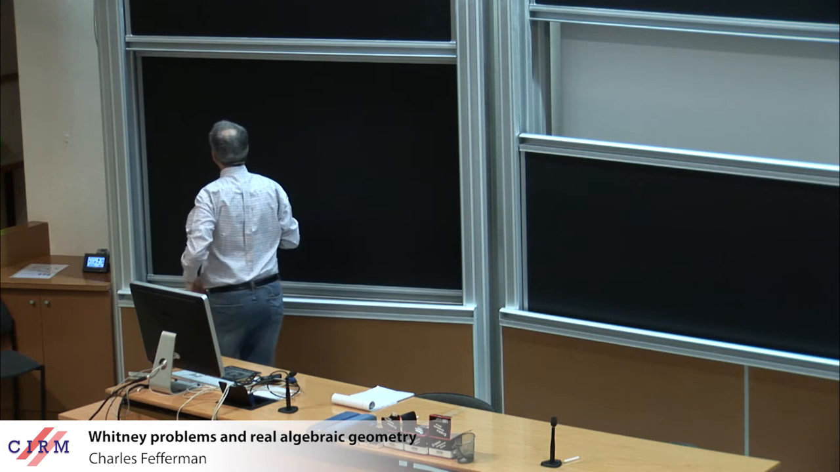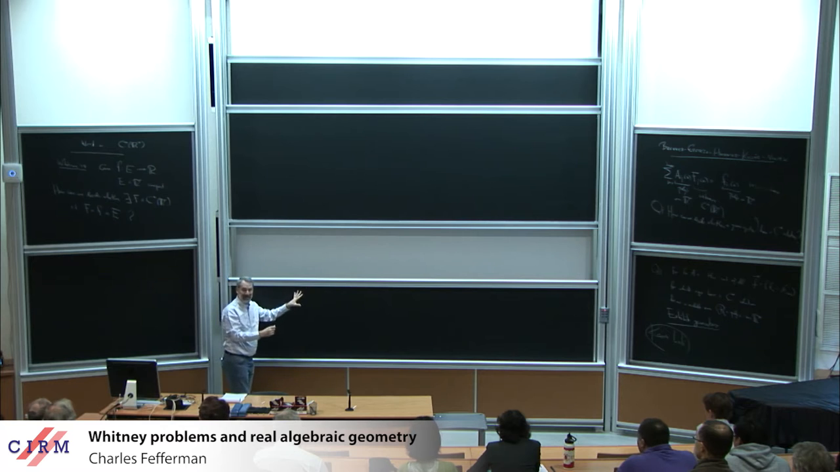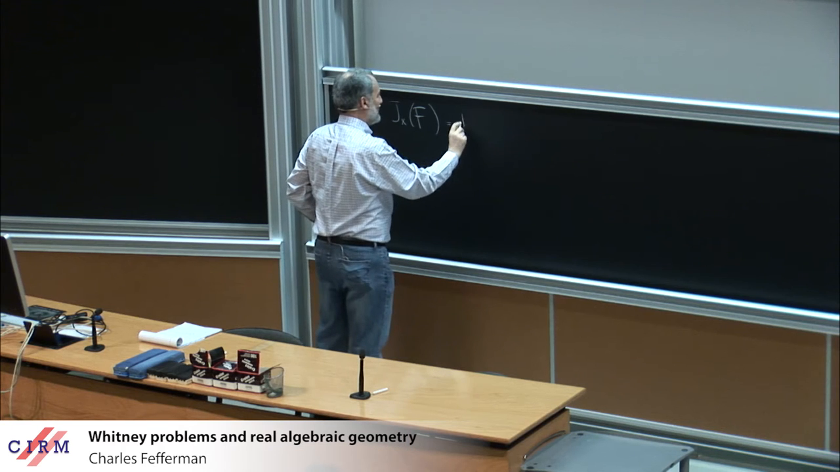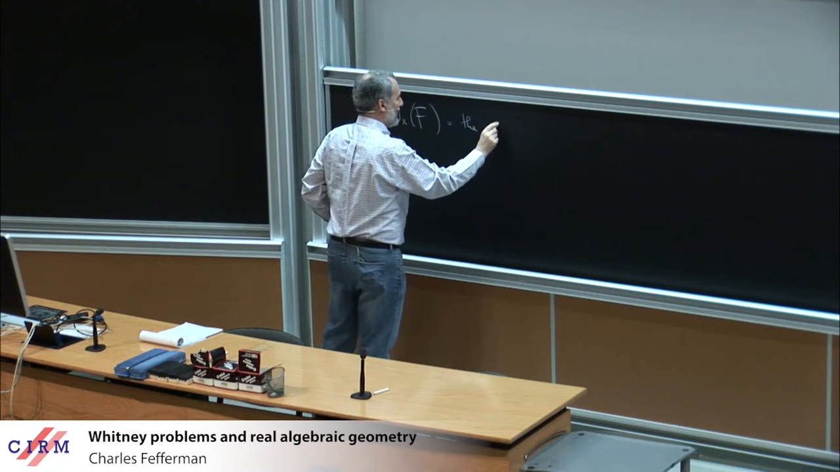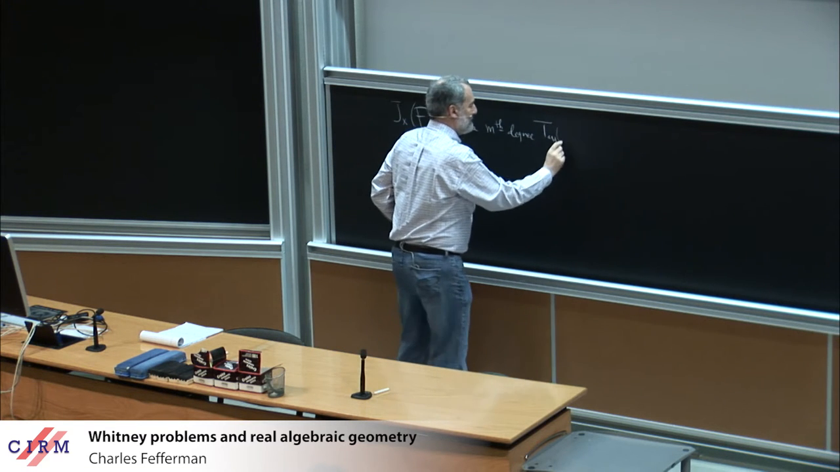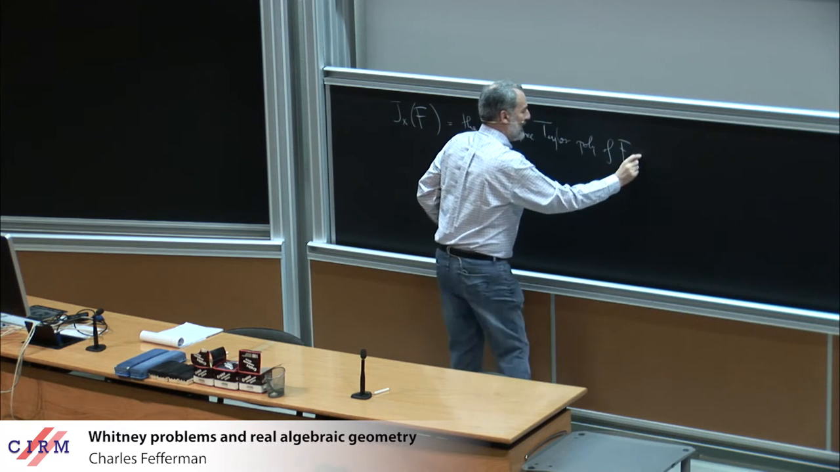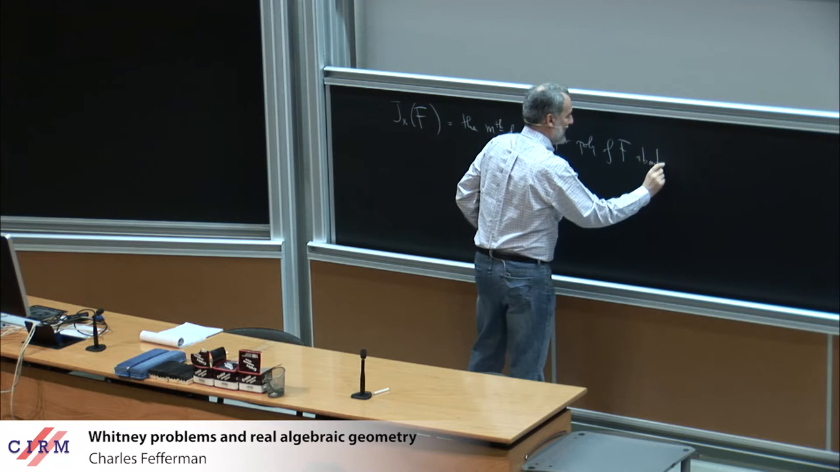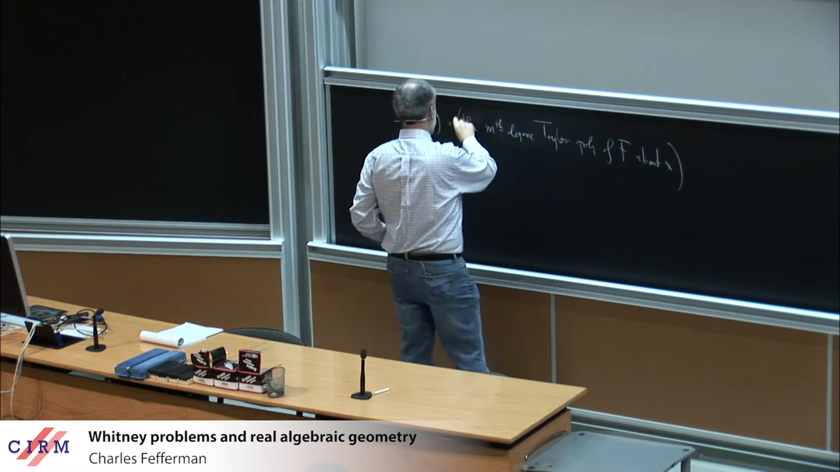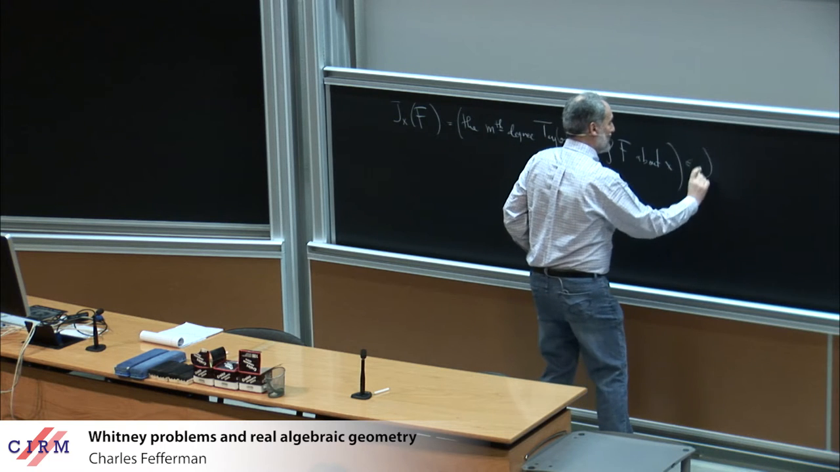All right, so let me first, maybe here's neutral ground. I'll set up notation. As yesterday, J_x(f), the jet at x of f, is simply the nth degree Taylor polynomial of f about x. And this polynomial belongs to script P.